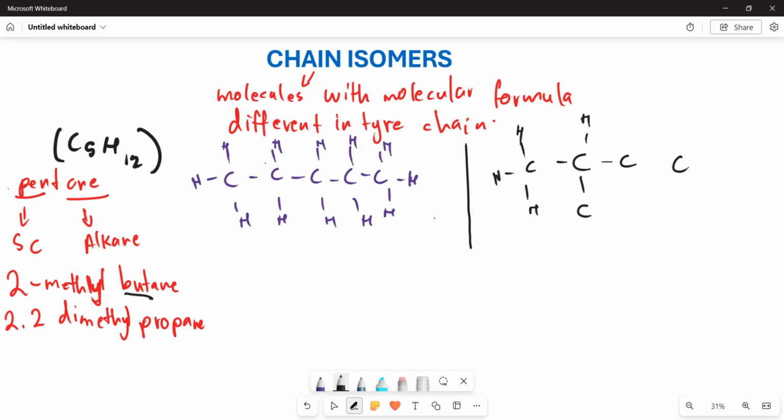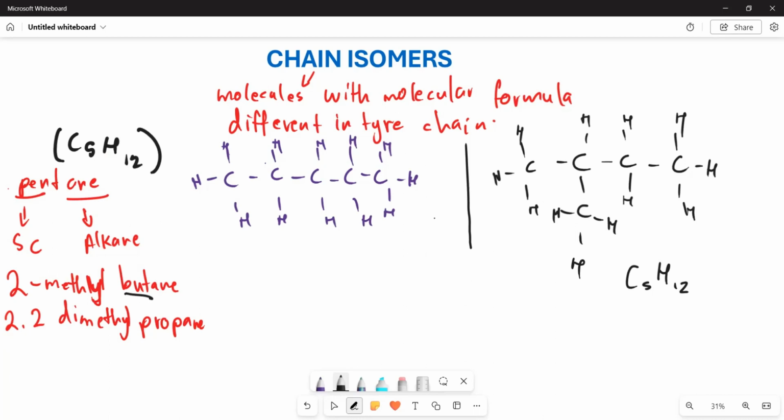And now from here, I want you to look at the chain. Can you see that the arrangement of the chains is different, right? But if you find out the molecular formula, look, you're going to have 1, 2, 3, 4, 5 carbons, which means you're going to have 5 carbons. And your hydrogens, you are also going to have 12 hydrogens here. So which means these are going to be your chain isomers, right?